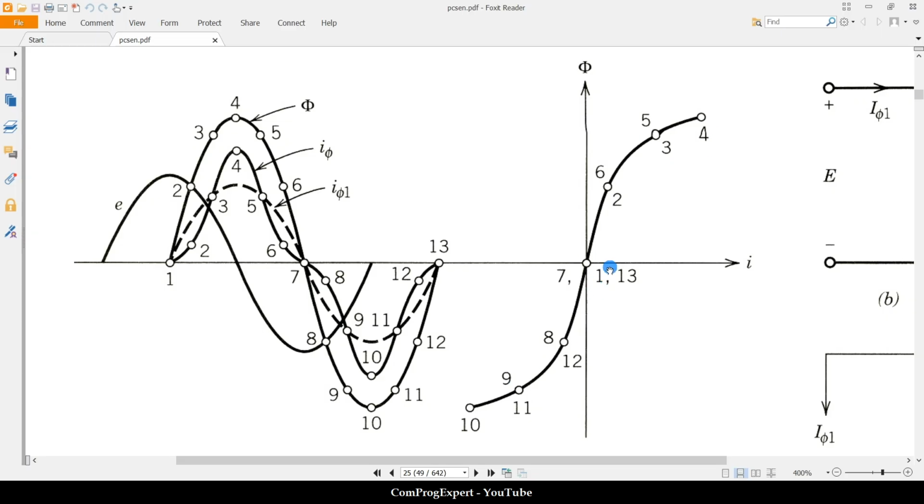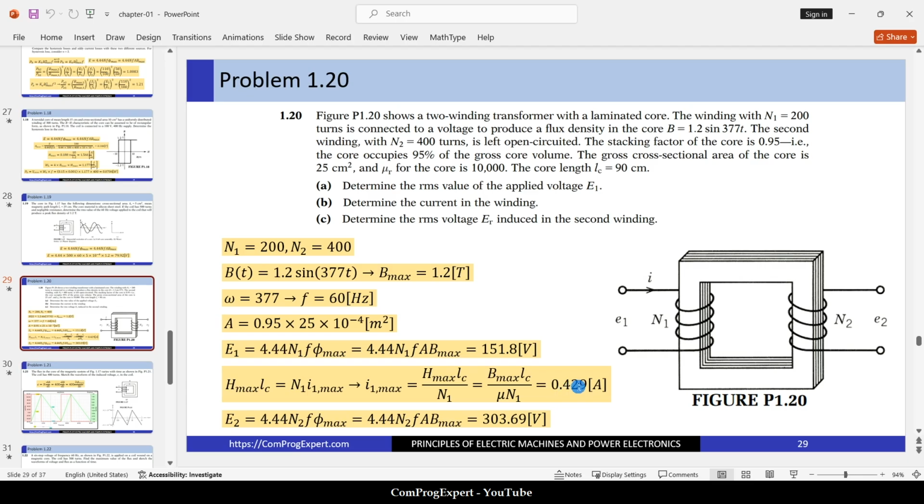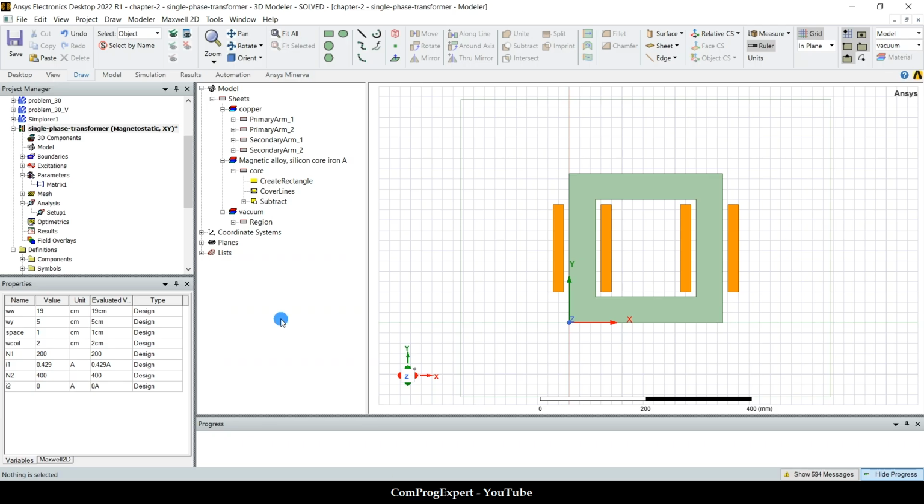So how can we calculate this characteristic? We need to do a parametric analysis. We should change the value of the coil current, run a magnetostatic analysis, and measure the value of the flux linkage. So from here, you know the parameters of this model. I1 is the current of coil 1 and I2 is 0. We calculated I1 equal to this number to have 1.2 Tesla in the core.